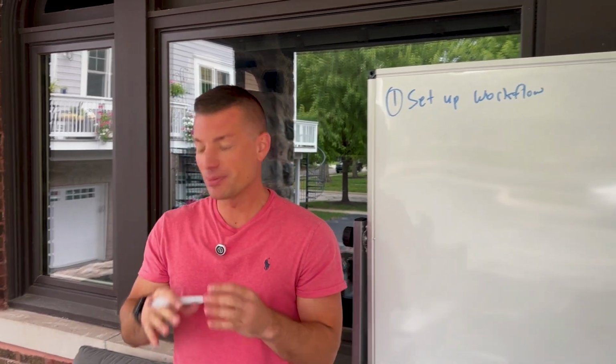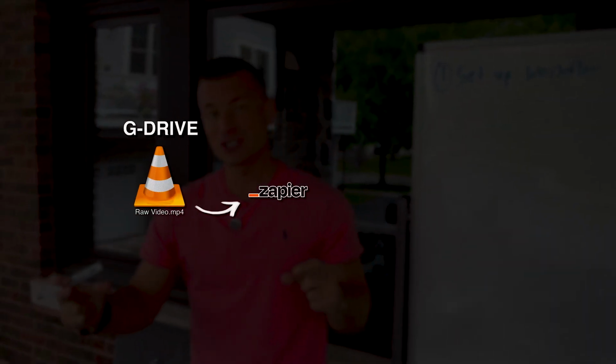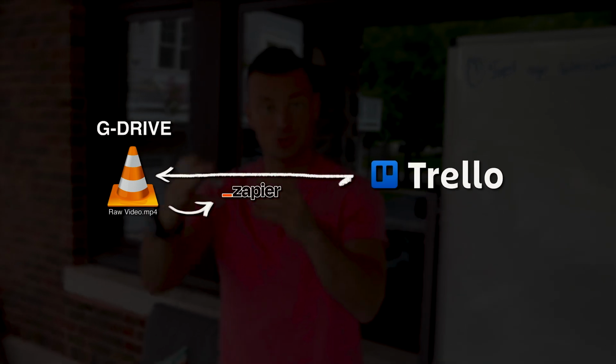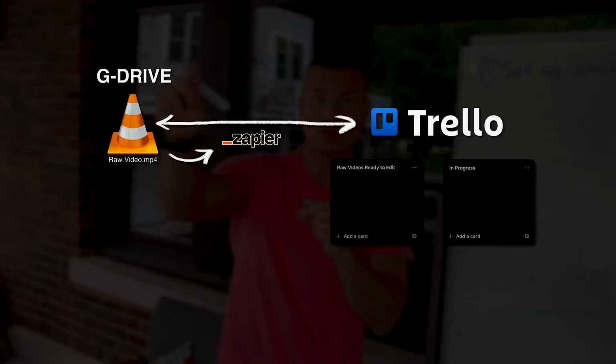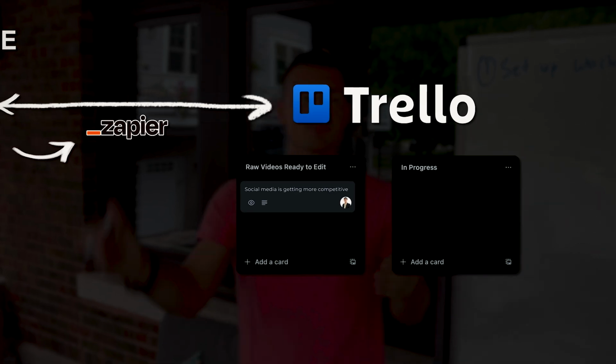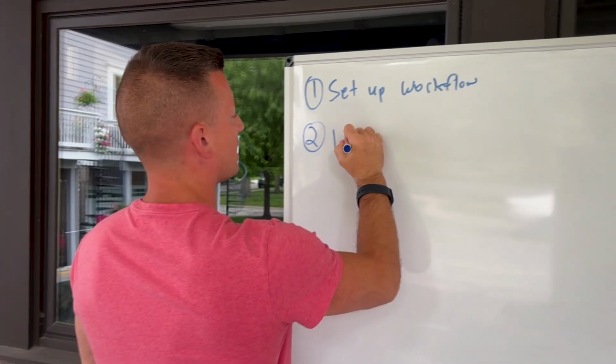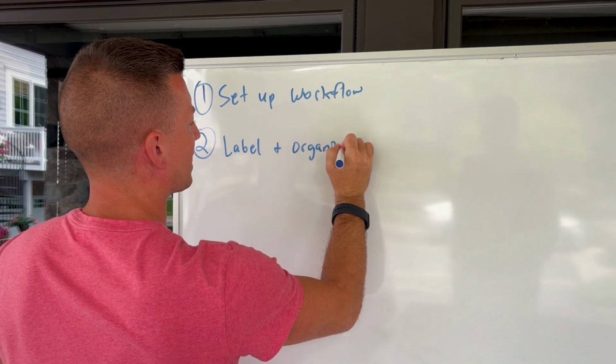For example, when our content director puts a raw video into the G Drive system, there's a Zapier automation that links G Drive with Trello, which automatically creates a card with the link to the video in the card. And so the editor, all they've got to do is pop in there, grab the video, and they're good to go.